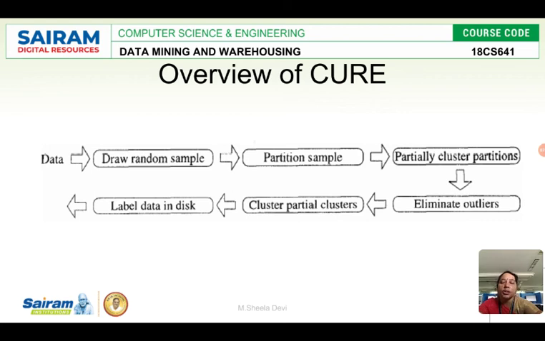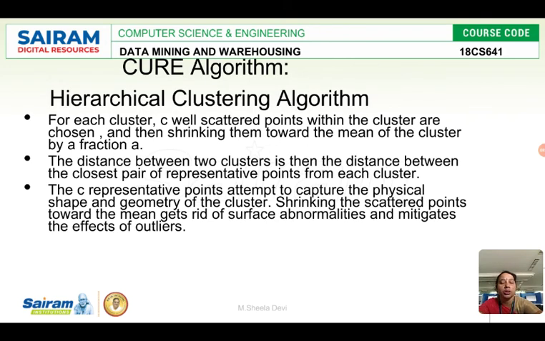So these are the different steps involved in the CURE algorithm. First we have to draw the random sample, then partition the sample, then partially cluster, then cluster the partial clusters. Before that, you have to eliminate the noise or the outliers. After that, you should label the data. So this is how CURE works. If you know the overview of Birch and CURE, that is enough.